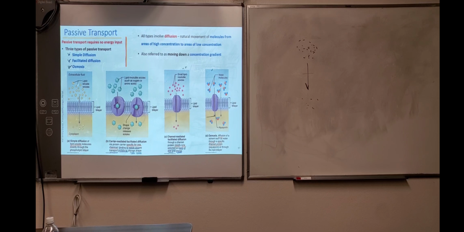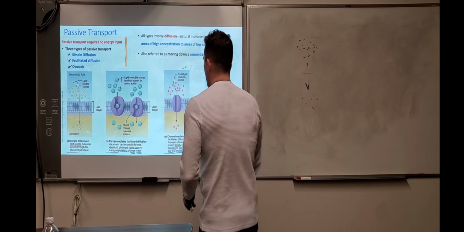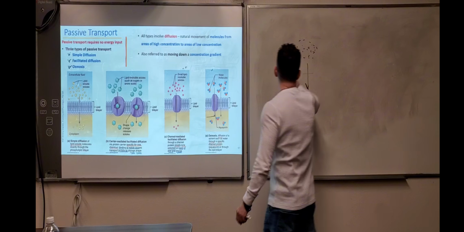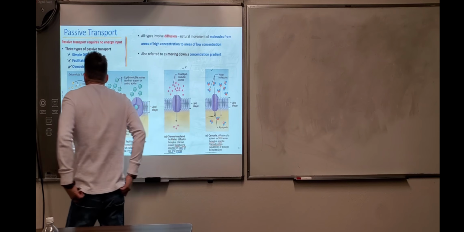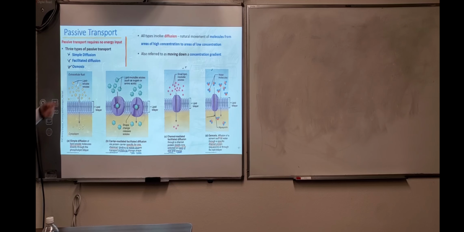So let's discuss passive transport. Passive transport includes three types of transport: simple diffusion, facilitated diffusion, and osmosis. So, simple diffusion.